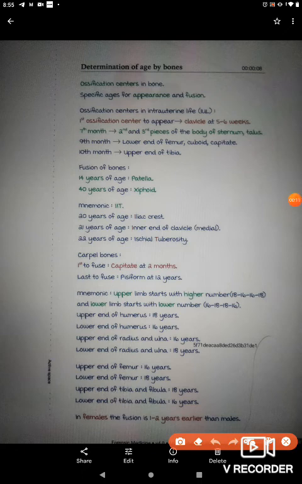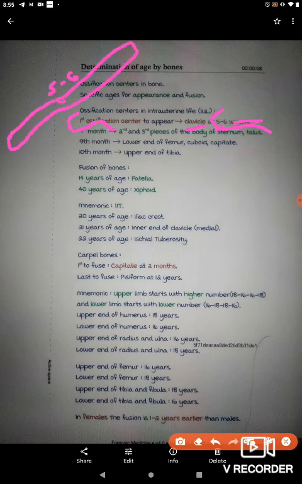In intrauterine life, the first ossification center appears in the clavicle at the 5th to 6th week. So, at the 5th to 6th week, in the center portion of the clavicle, the first ossification center develops in the intrauterine life.